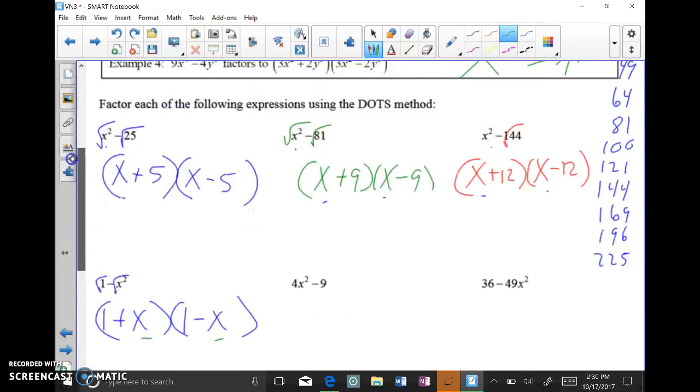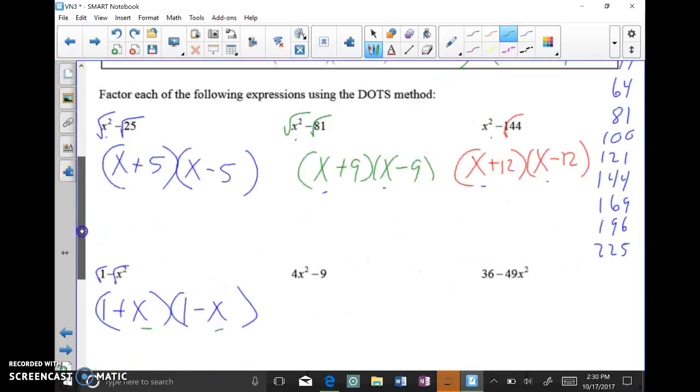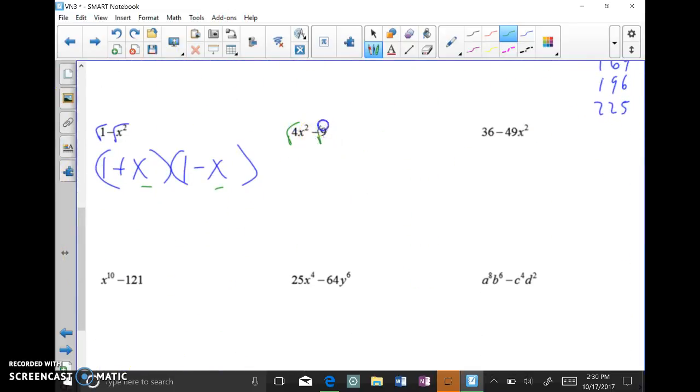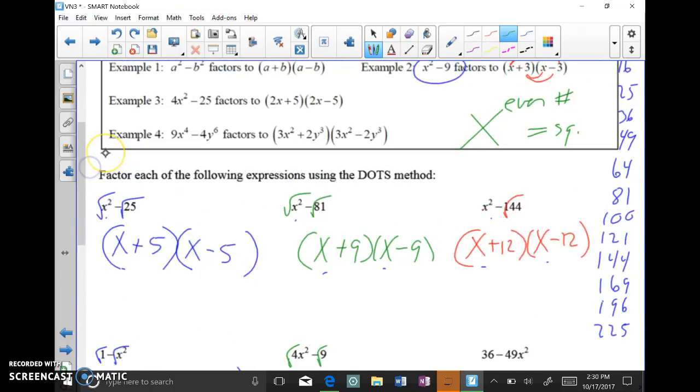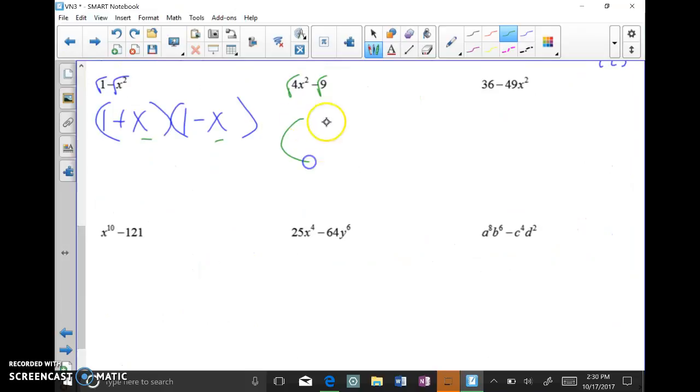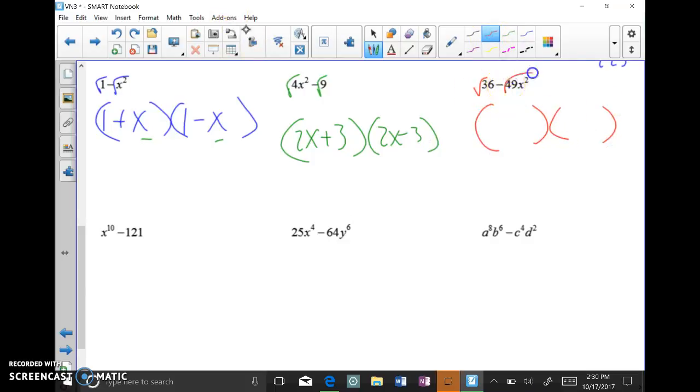4x squared minus 9. Did we have this? Oh, it's 4x squared minus 25, but it's pretty much the same thing. The only difference is we're throwing a number in front of x squared, as opposed to these, but it's still a square number from this list. So the square root of 4x squared is 2x, and the square root of 9 is 3. And then I'll have a 2x minus 3. Over here we'll have the square root of 36 and 49x squared. That's going to be 6 plus 7x, 6 minus 7x. The square root of 36 is 6. The square root of 49 is 7. The square root of x squared is x.